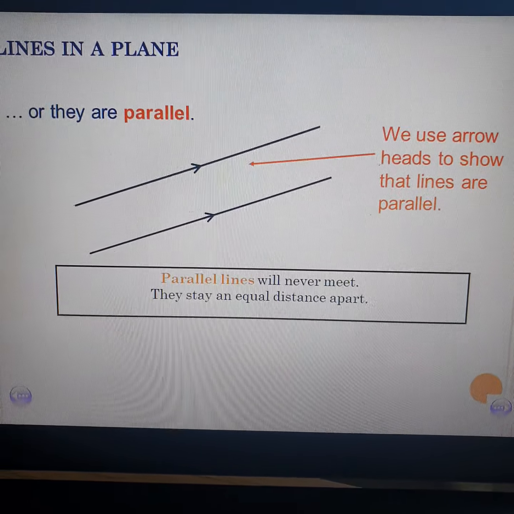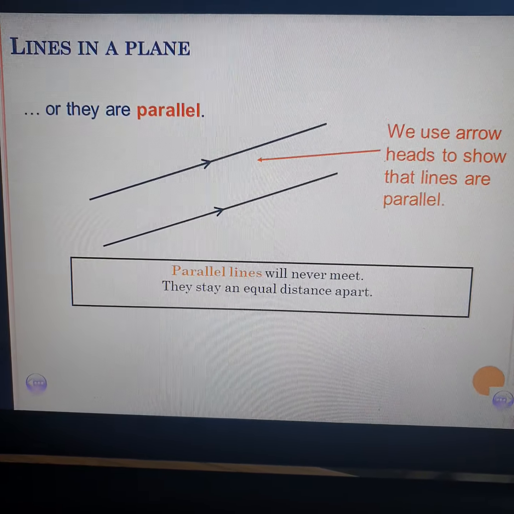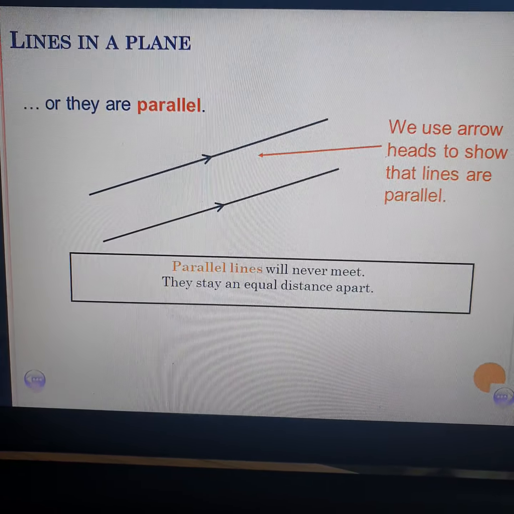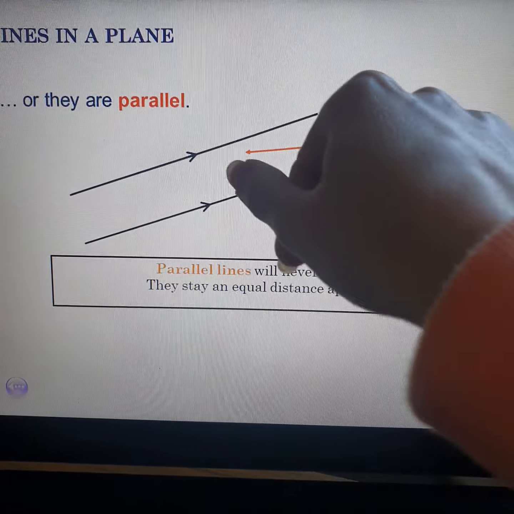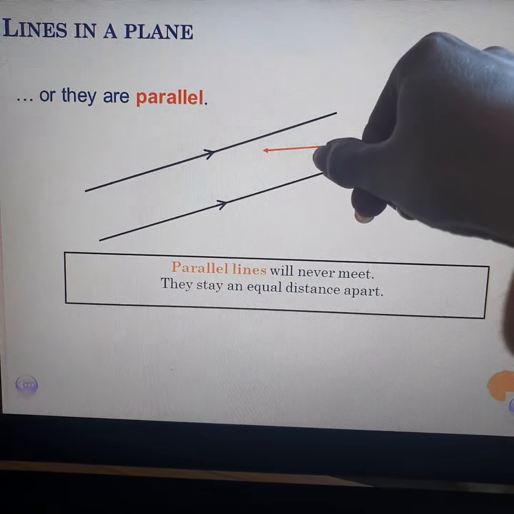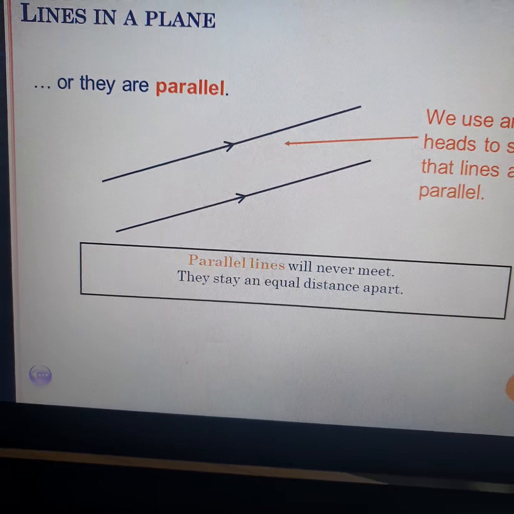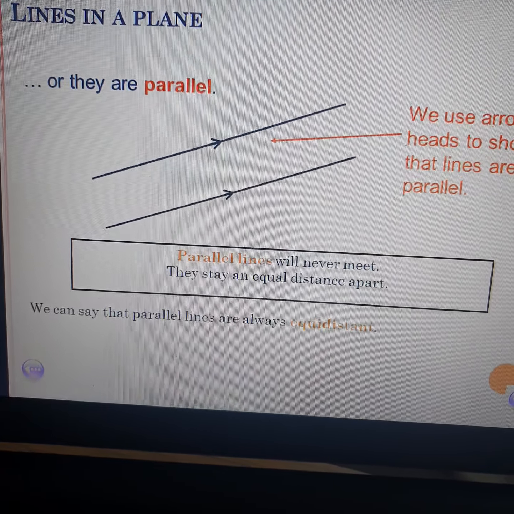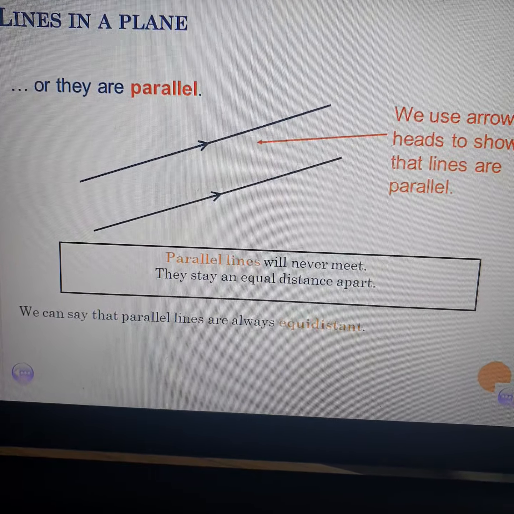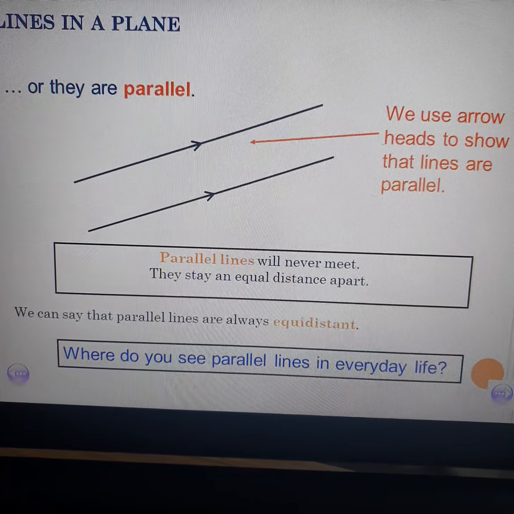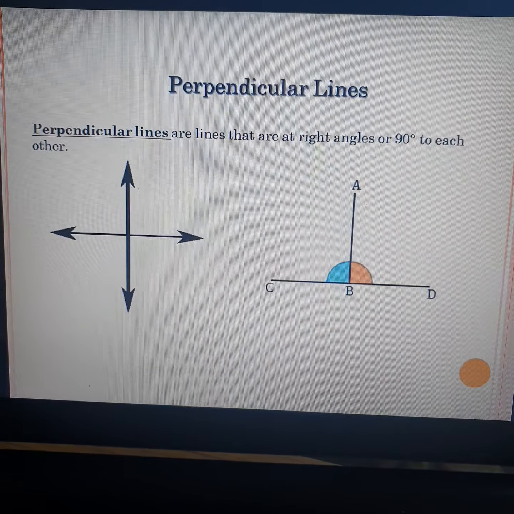Another keyword that you've maybe never come across before is that parallel lines will never meet and they're equidistant from each other, okay? Equidistant from each other means that the space between here and here is the same as between here and here, and the same between here and here, right? So they're equidistant apart. We can say that parallels are always equidistant. So where do you see parallel lines in everyday life, right? Have a think of that as well, as I explained already.